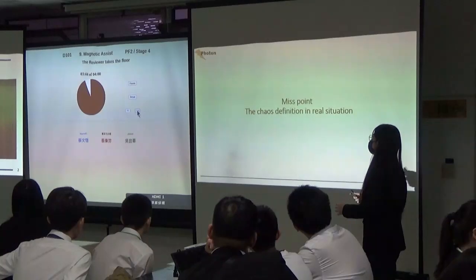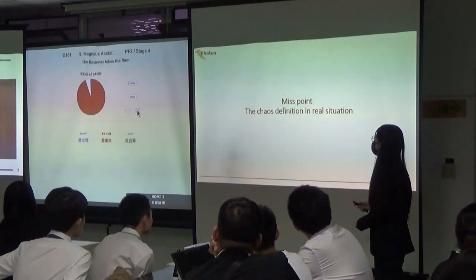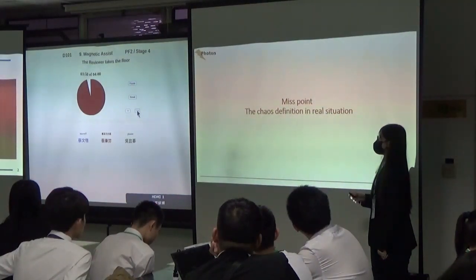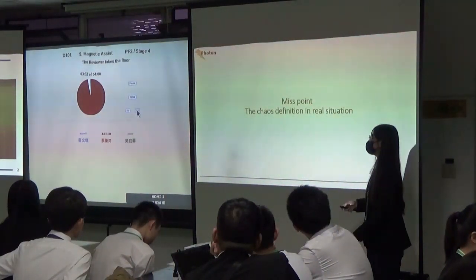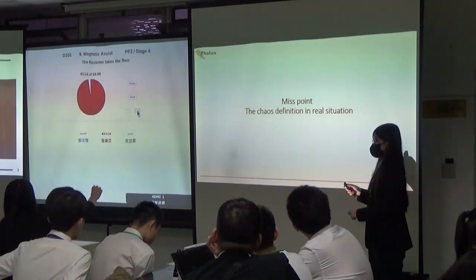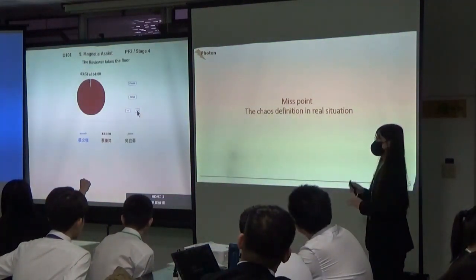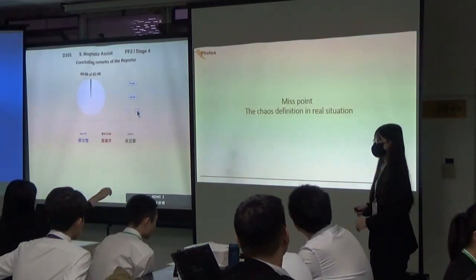And in the missing point, I think the chaos definition in the real situation is a good question to talk about, because in the real situation, you need to compare the trajectory and the velocity and the x and y.